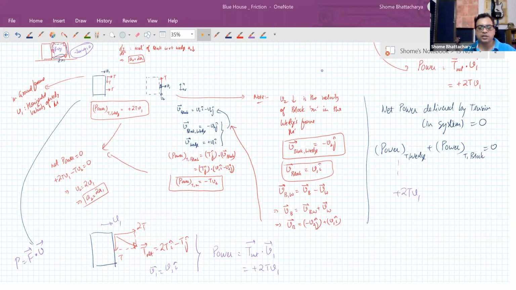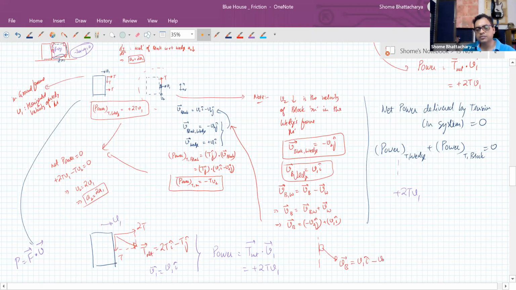Now, what about the power delivered by tension on the block? For the block, you have to understand that this is the situation of the block. The block's net velocity in the ground frame, sorry, there just has to be a correction. This is the velocity of the wedge. When you add this, you get this. So what is the velocity of the block actually with respect to the ground? It is this vector. It has a horizontal component of v1 i cap, coming because the wedge is pushing it. But it also has the relative velocity with respect to the wedge of v2 downwards. So its net velocity is this.